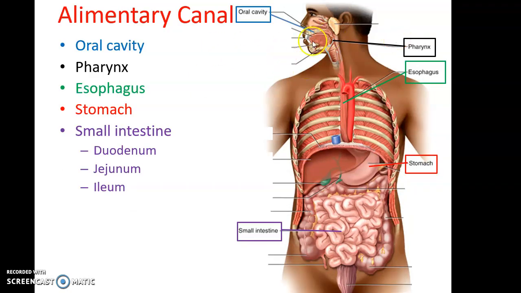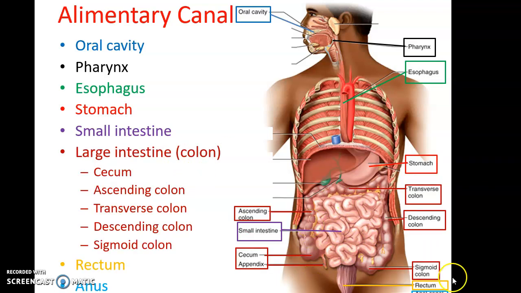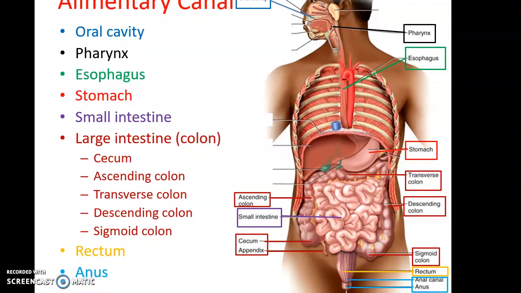So the alimentary canal starts with the oral cavity that then goes to the pharynx, from there the esophagus, through the thoracic cavity down to the stomach in the abdominal cavity. Then you have the small intestine broken up into the duodenum, the jejunum, and the ileum. And from there you have the large intestine, which gets broken down into the cecum with the little appendix hanging off of it, the ascending colon, the transverse colon, the descending colon, the sigmoid colon, the rectum, the anal canal, and the anus. That is all of the major parts of the alimentary canal.